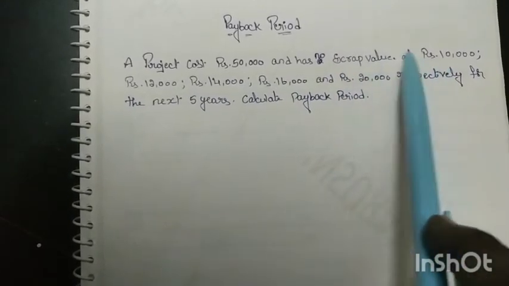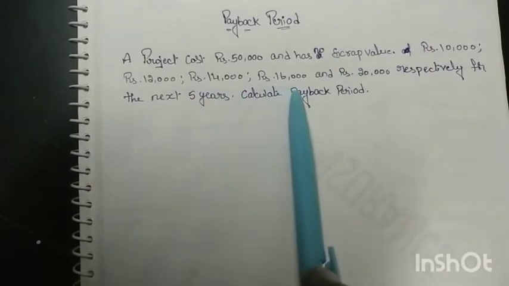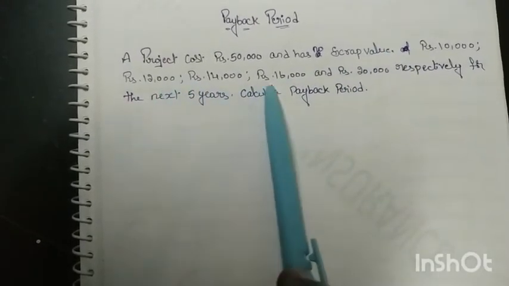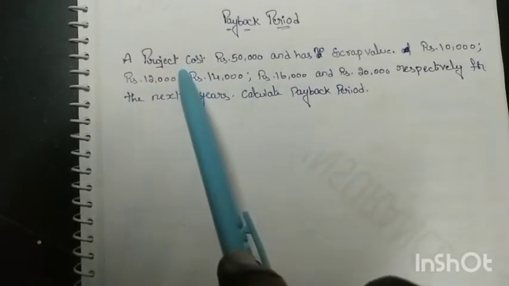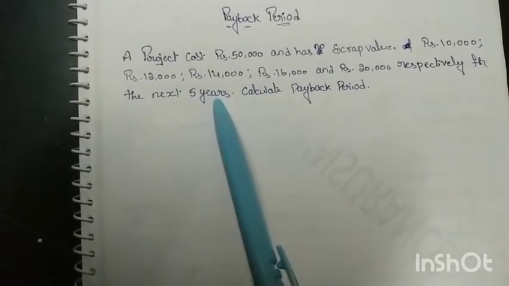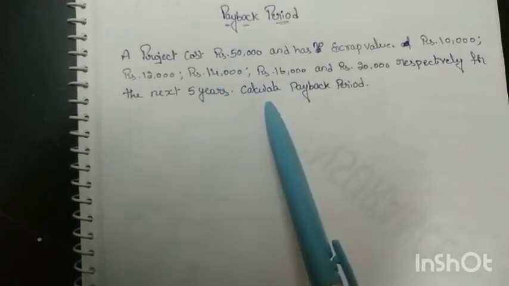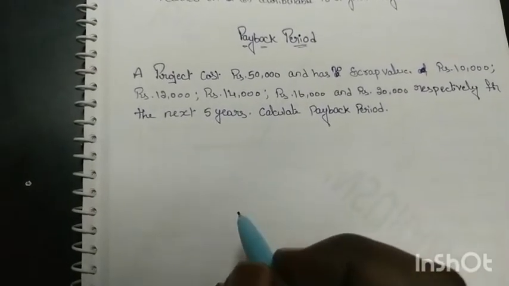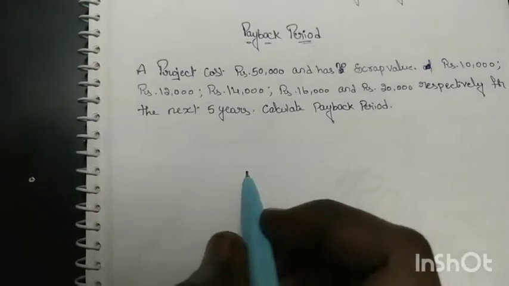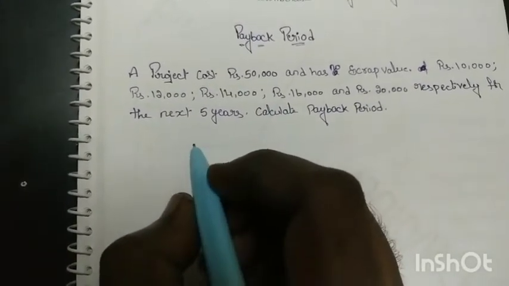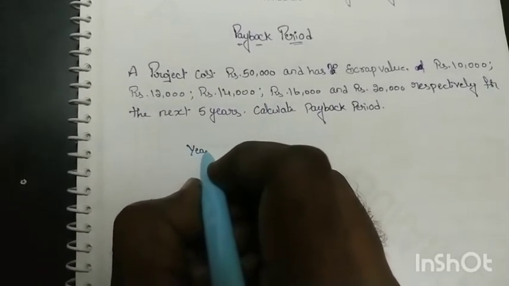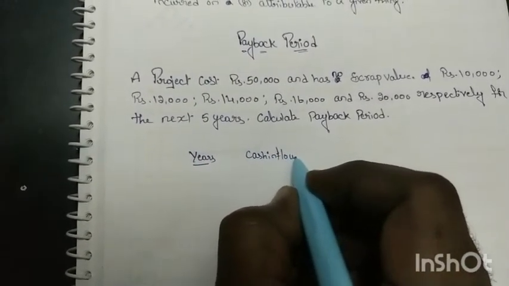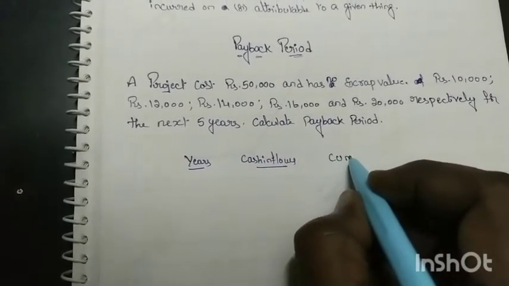Now rupees 10,000, 12,000, 14,000, 16,000 and 20,000 respectively for the next 5 years. Means these are the cash inflows generated from your project for the time period of the next 5 years. Now with this information you should calculate the payback period. In case of uneven cash flows, the first thing you should do is calculate the cumulative cash inflows. Just write the years, cash inflows and cumulative cash inflows.